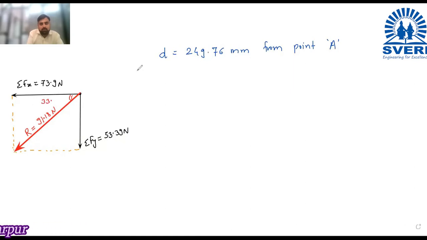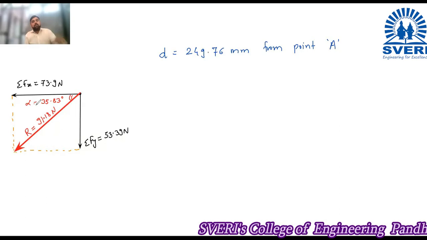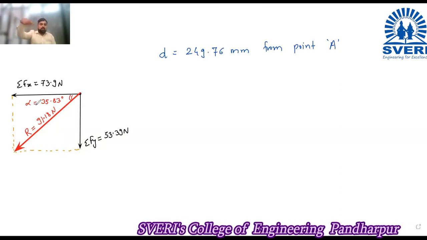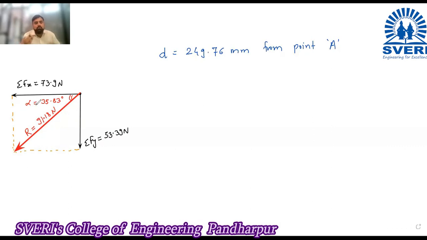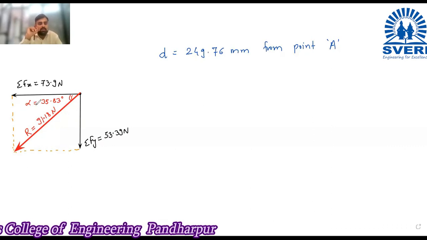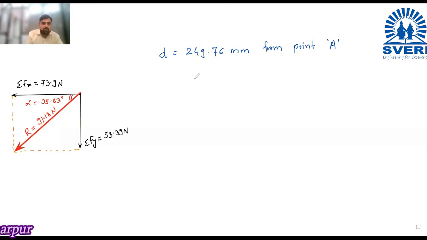35.83 degrees. This is our value of alpha. Now we know the direction of the resultant. The resultant is going in this way. This is the direction of the resultant. Also, we know the shortest distance of the resultant from point A. D is nothing but the shortest distance.